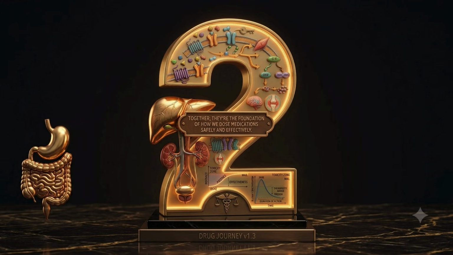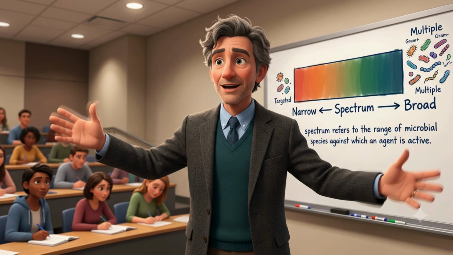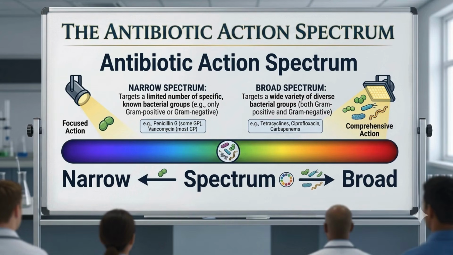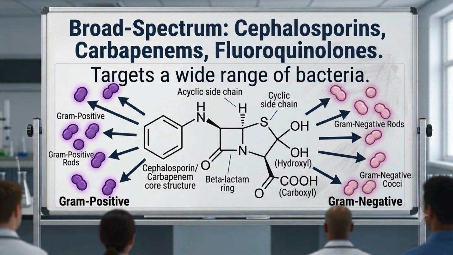2. Broad-spectrum versus narrow-spectrum antibiotics. From a pharmacological standpoint, as Goodman and Gilman frames it, spectrum refers to the range of microbial species against which an agent is active. Narrow-spectrum agents act in a limited range. For example, penicillin G against gram-positive cocci, or isoniazid against mycobacteria specifically. Broad-spectrum agents, for example, third-generation cephalosporins, carbapenems, fluoroquinolones, act against both gram-positive and gram-negative organisms, and sometimes atypicals.